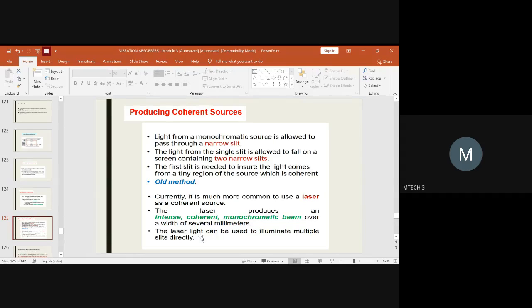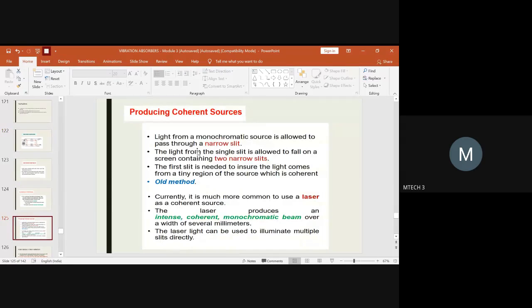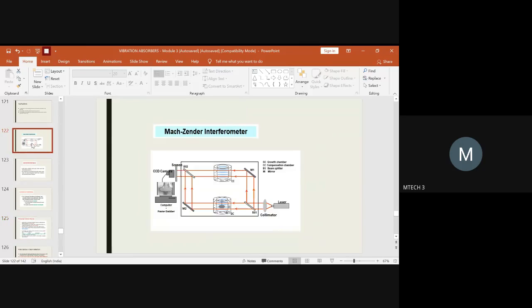This type of laser light can be used to illuminate multiple slits directly. It is not necessary that it can illuminate only a single slit. Suppose you have kept n number of beam splitters across the laser, then it can illuminate n number of light rays at a common time. This is the basic advantage of using a laser. So I have shown you the two principles, the old method and the one now being used.